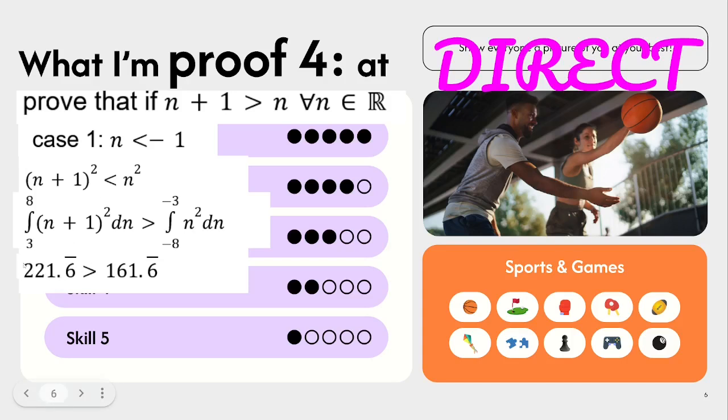And then once you evaluate those integrals, you get 221.6 repeating is greater than 161.6 repeating, which is obviously true because that's how numbers work and whatnot.